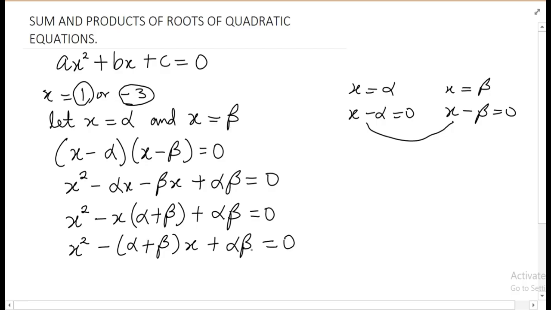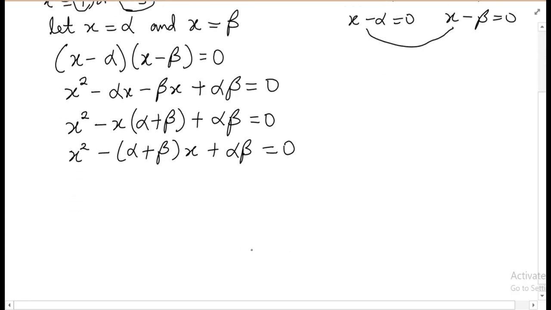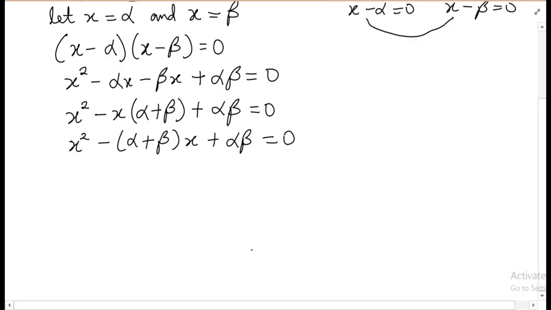If you compare this with the general form of a quadratic equation, ax squared plus bx plus c equals 0, you realize that here our x squared has a coefficient of 1. So before we can do a direct comparison, we can make the x squared in the general form have a coefficient of 1, and by doing so we divide through by a. So let's divide through by a.